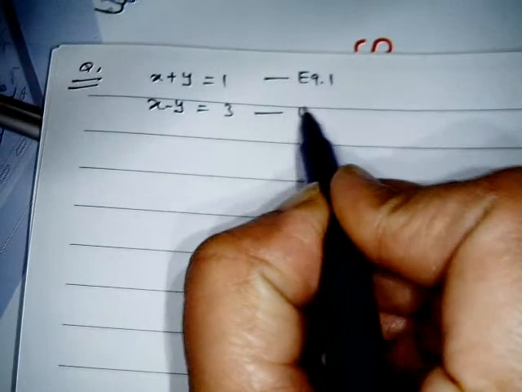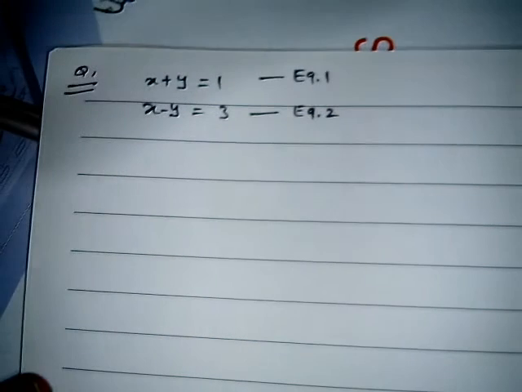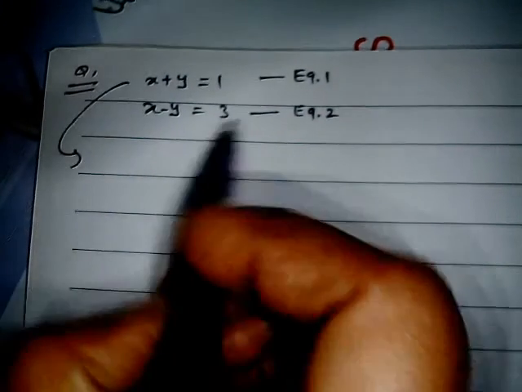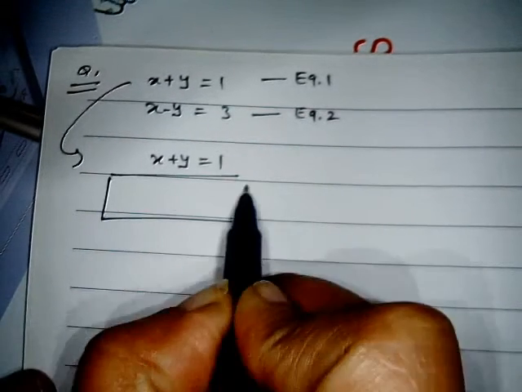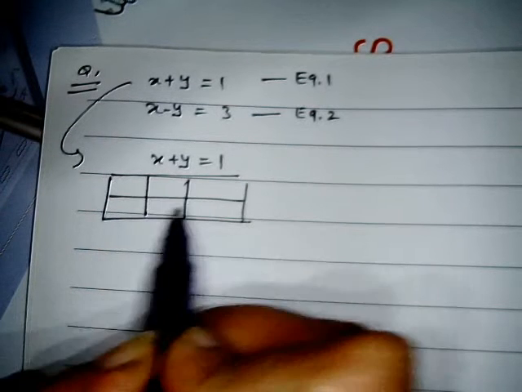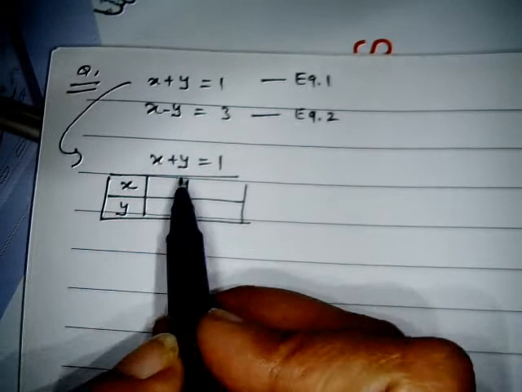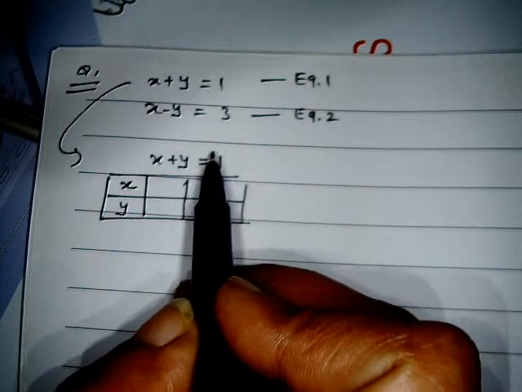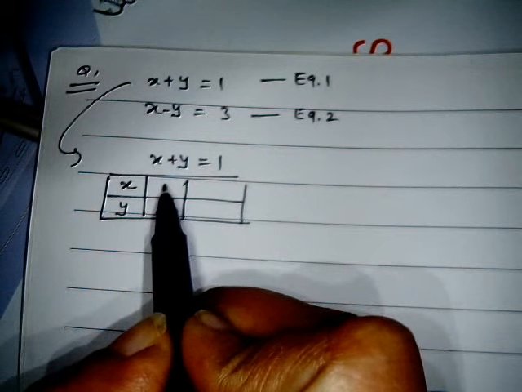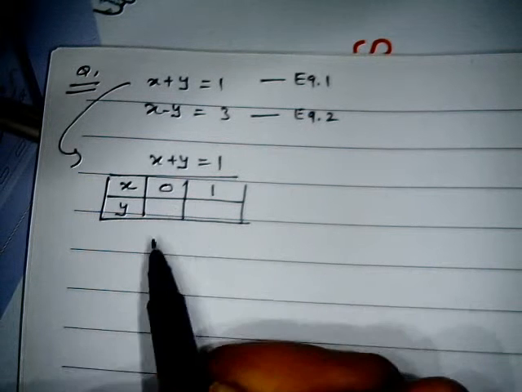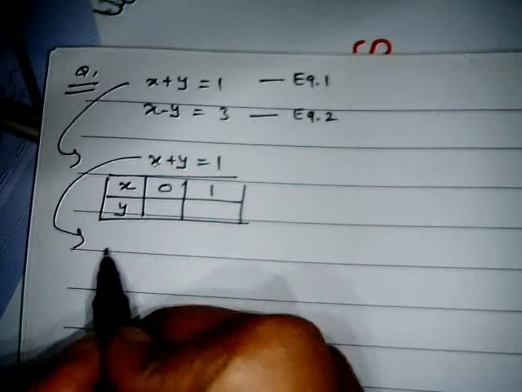Now to plot the graph, I need to take both equations one by one. I am going to take equation 1 first. I'll make a table, and from this table I plug in two values for x and calculate the y value. I am going to take any two values, but I prefer 0 and 1. So when you plug in 0 in this equation, 0 plus y equals 1, so the y value is going to be 1.